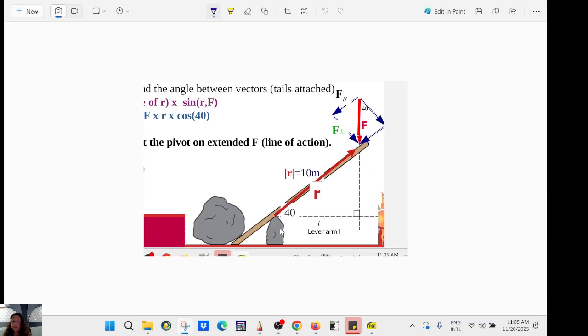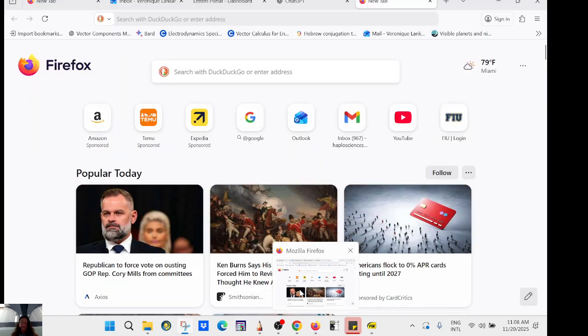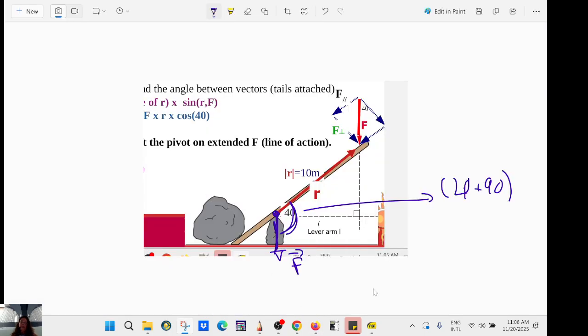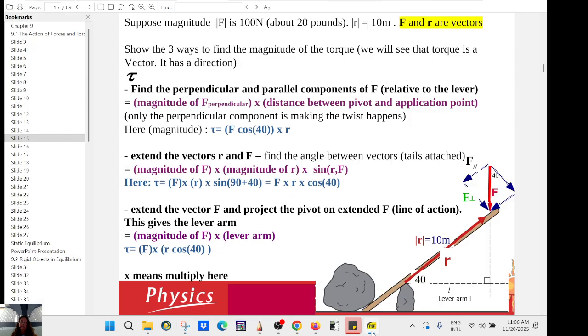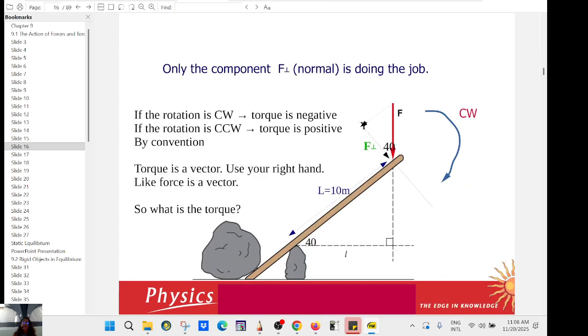I take this one and then I paste this one here. They are attached by their tails, and then I can find this angle here. That angle here will be 40 plus 90. It will be the sine of that, which is the same as cosine 40, because the angles are complementary, so you get the same thing.